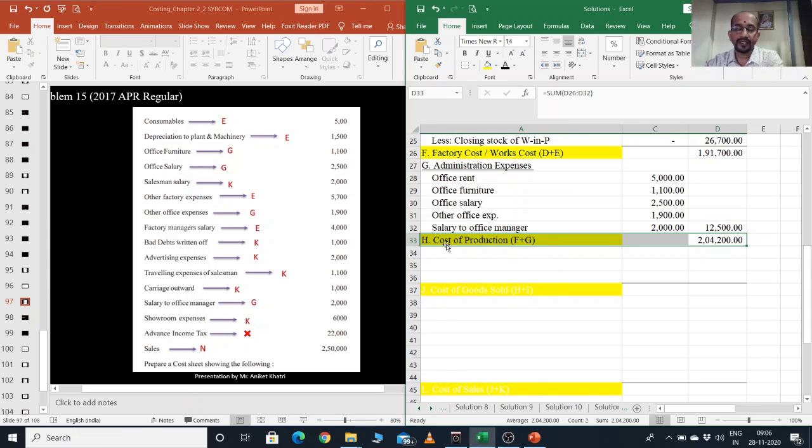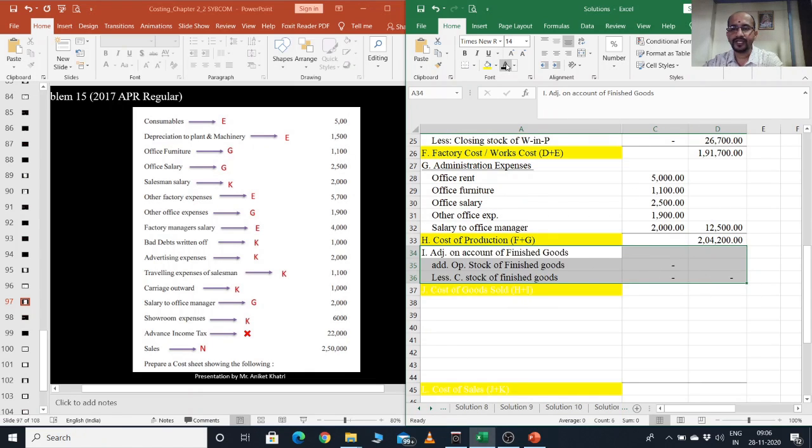So as per our format, now we need to do the adjustment on account of stock of finished goods, but as it is not mentioned, so we will keep it blank. Okay, now do the total of this. It will be same, that is 2,04,200. This is our cost of goods sold.